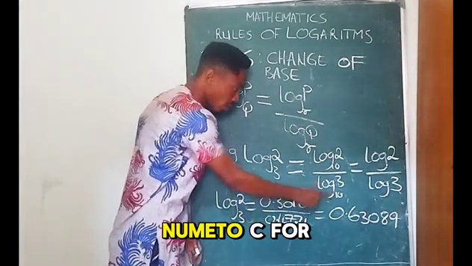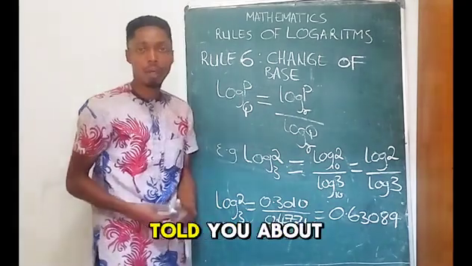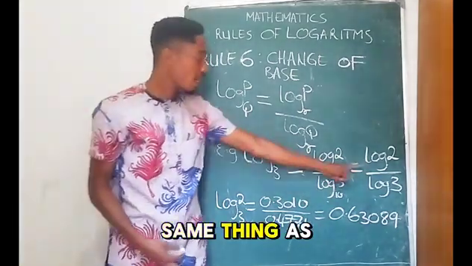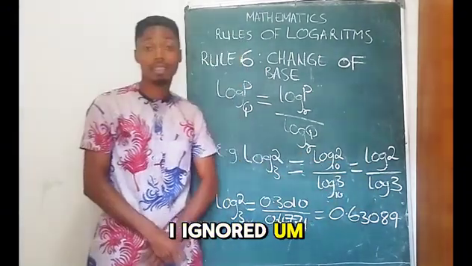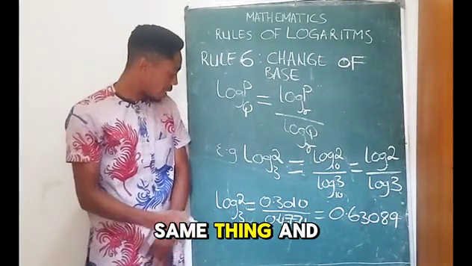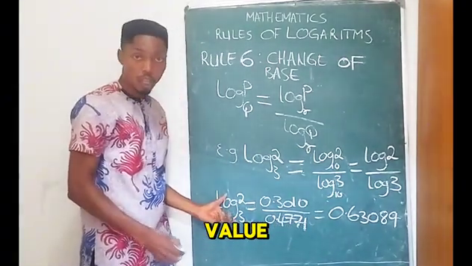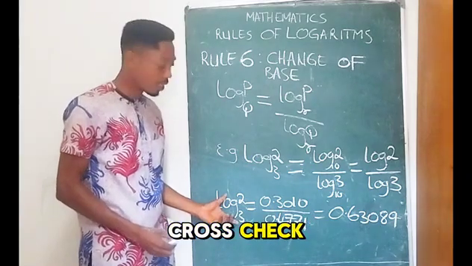Same for the numerator, same for the denominator. Remember what I told you about base 10? It is the same thing as log 2 divided by log 3. I didn't include the base right now, I ignored 10. So it's the same thing. And finding that value, you can pick up a calculator right now to cross-check this.